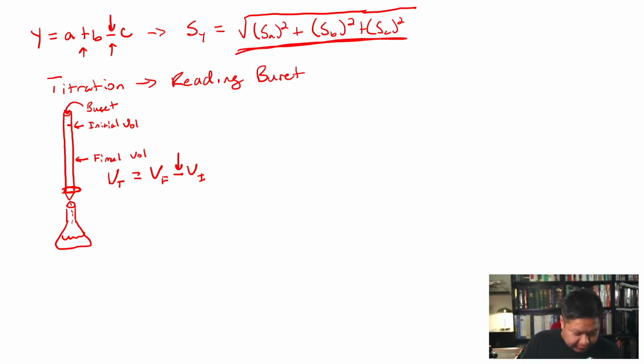So let's do an example then, okay? Say your initial volume was 0.24 mils plus or minus 0.05, okay, on this burette.